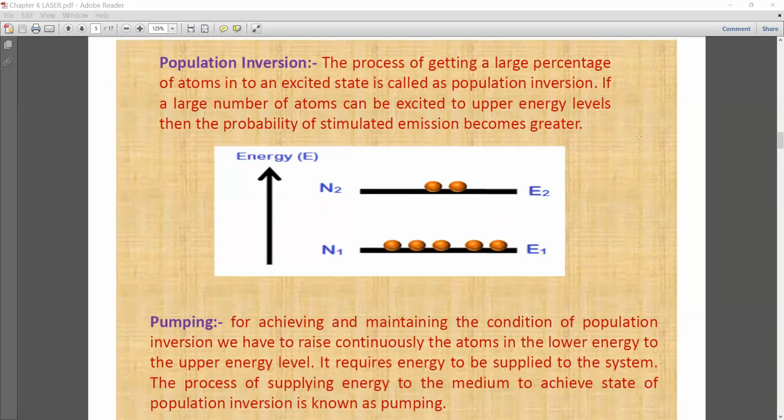Next, population inversion. You can unmute yourself and read this definition, population inversion. Anyone who will read? Shreya.